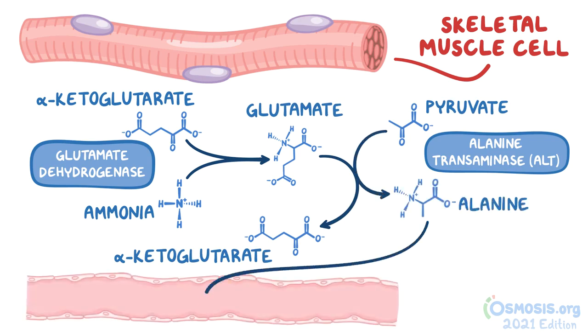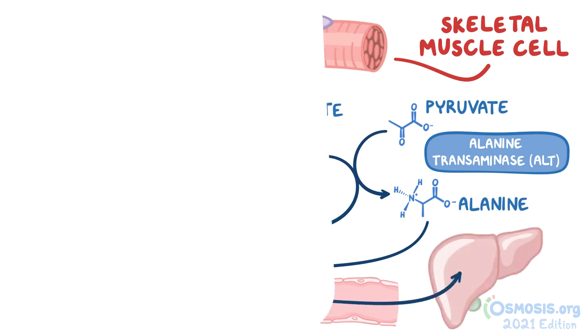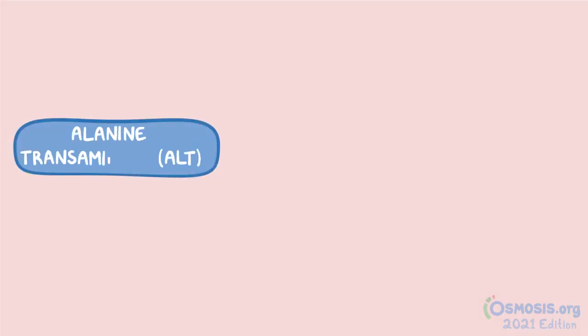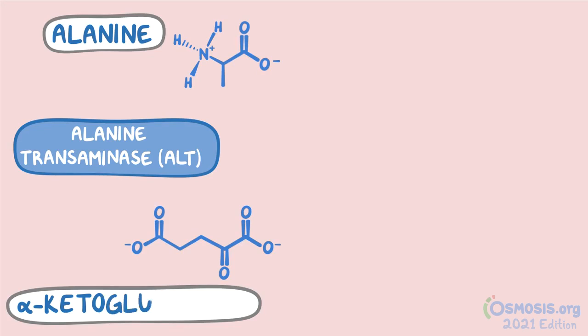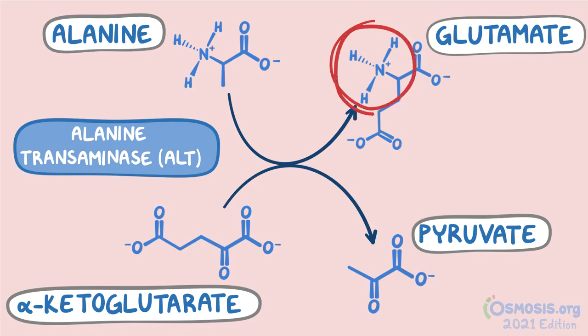Alanine then moves into the blood and ends up transporting ammonia to a liver cell. And once there, it undergoes the reverse of the previous reactions. The enzyme alanine transaminase converts alanine and alpha-ketoglutarate back into pyruvate and glutamate. At this point, the ammonia is now part of glutamate once again.